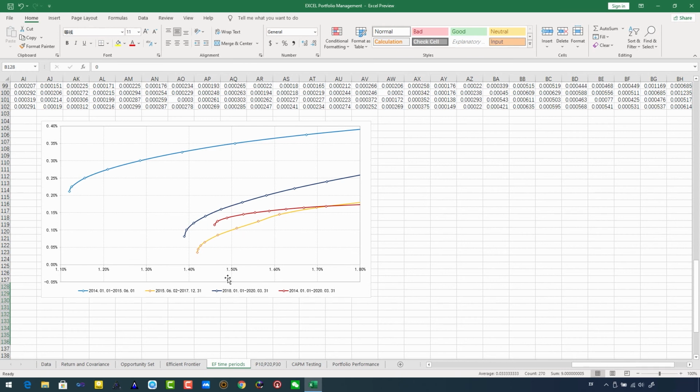And now let's have a look at the other one, the dark blue one. That's from 2018 to 2020. Even though we had COVID-19 in 2020, in that period we still had a constant and quite good result compared with the others. And the final one is our red efficient frontier, which is the whole time period from 2014 to 2020. So that one is in the middle.